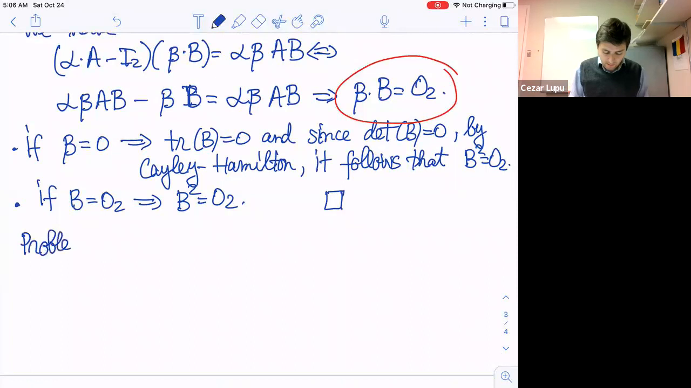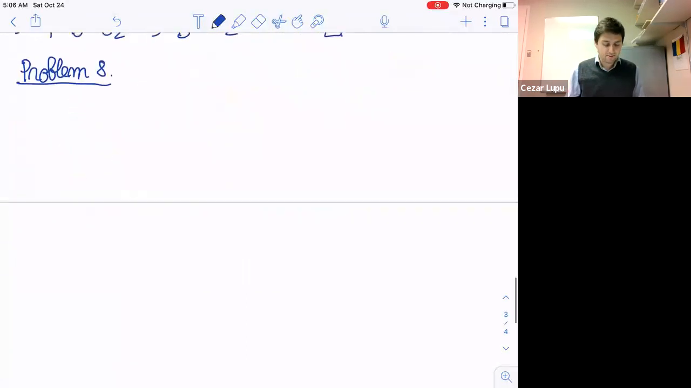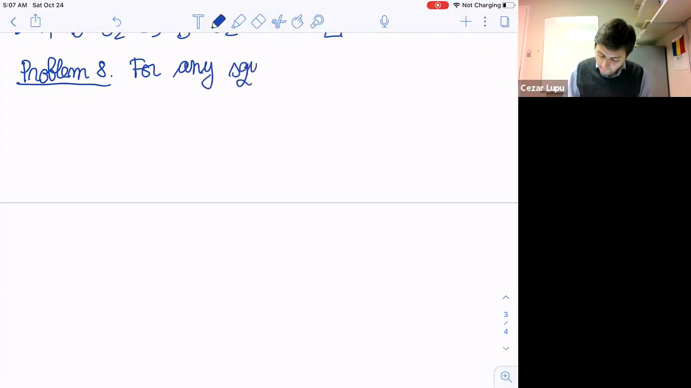It's a very interesting problem, and I'm going to show you a very nice solution. But anyway, let's see the statement for any square matrix A.